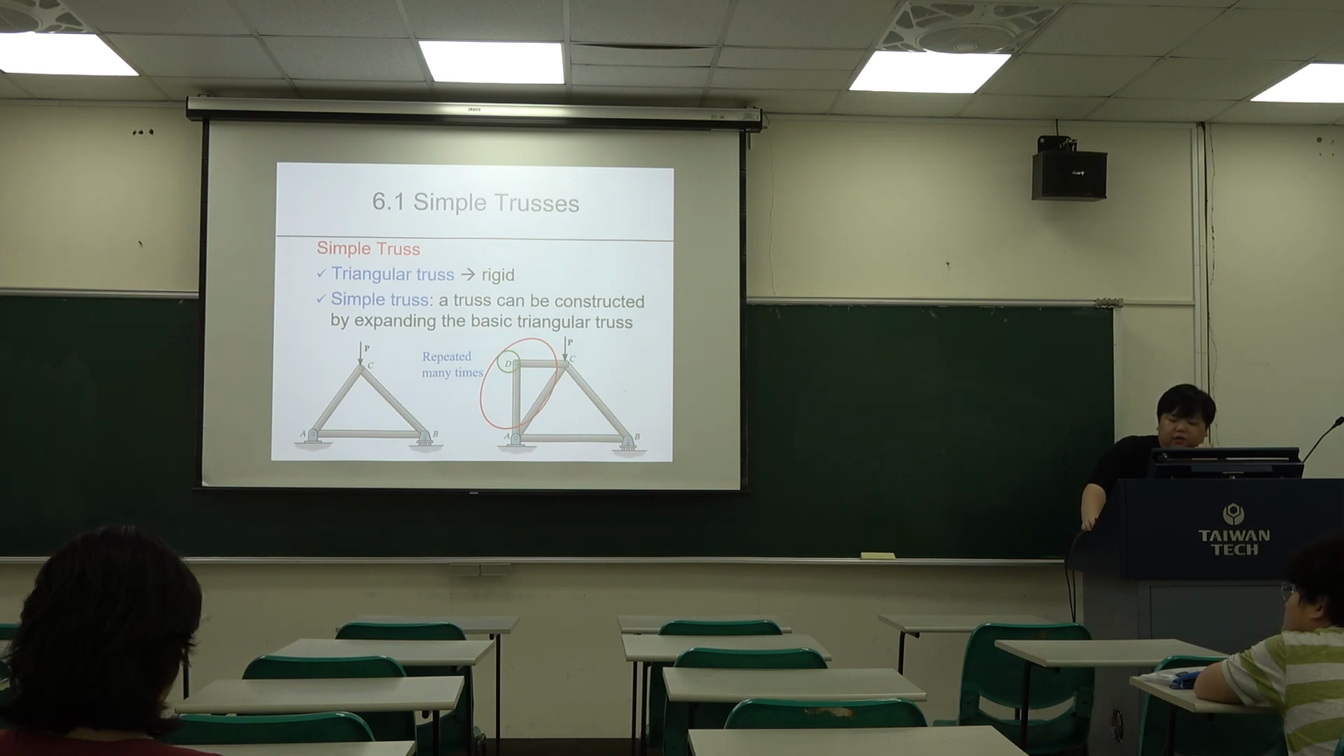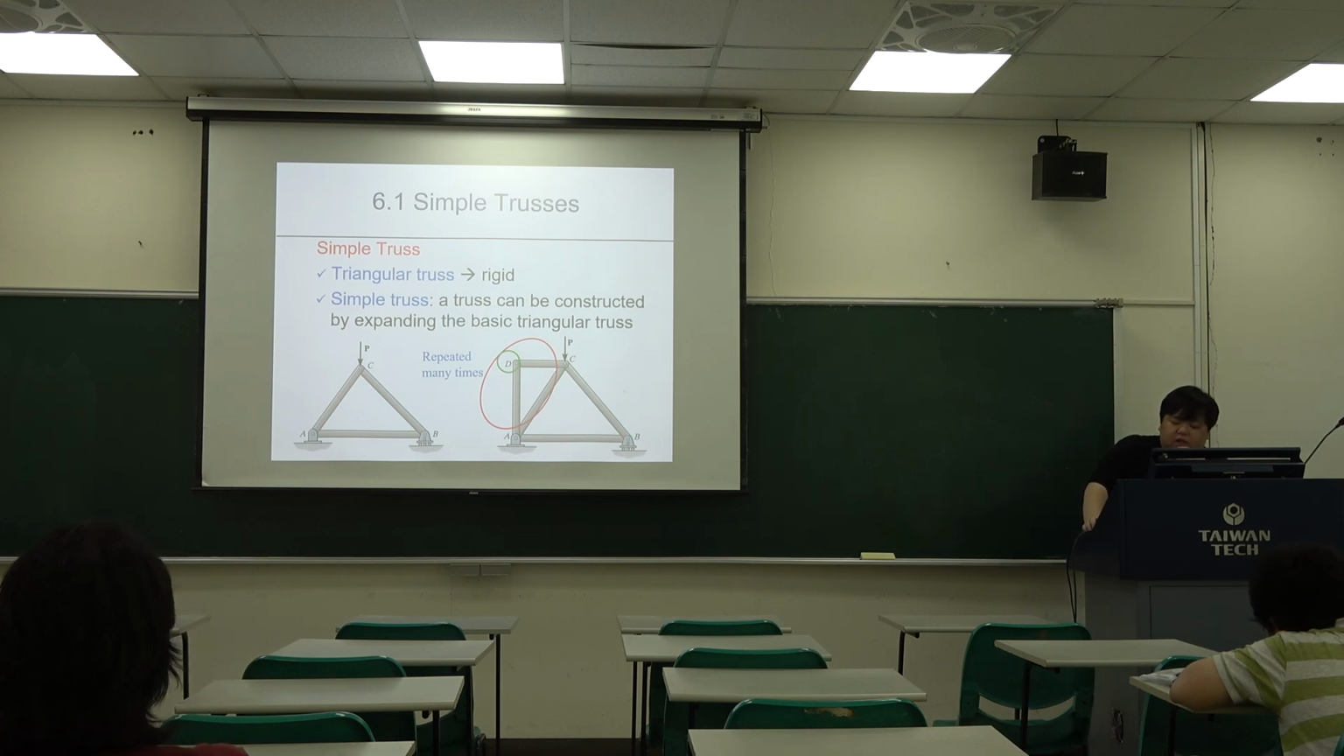Okay. And a triangular truss is rigid, like this figure. We use a triangular truss, and this is one unit. If we have one triangular truss and then another triangular truss, we call this a simple truss. A simple truss is a truss that can be constructed by extending the base triangular truss. Therefore, we can combine many triangular trusses into a simple truss.